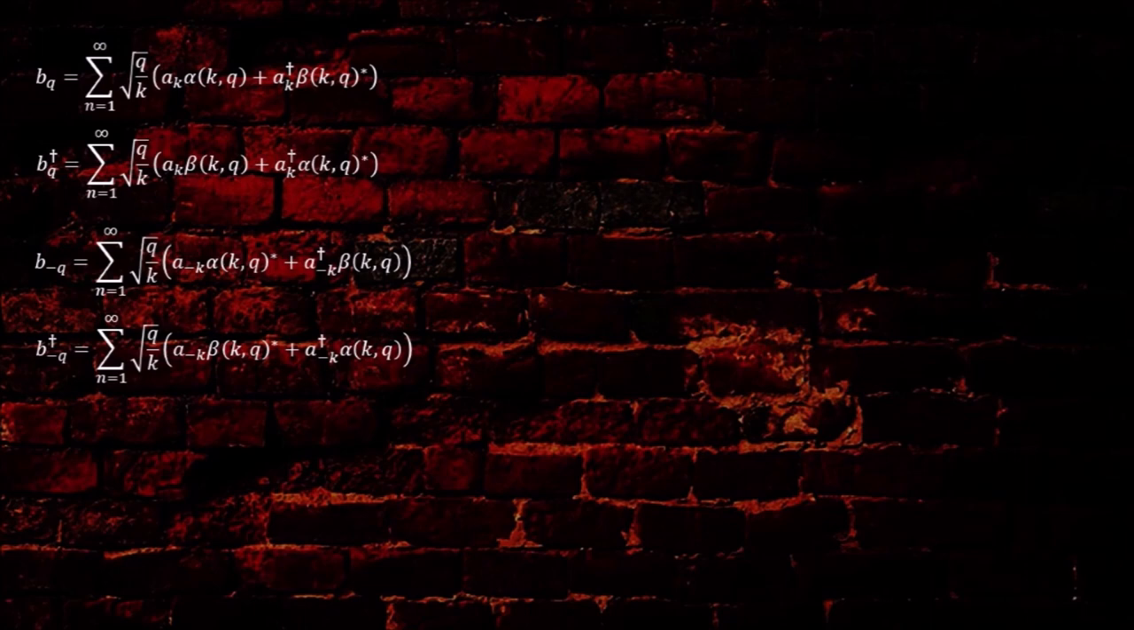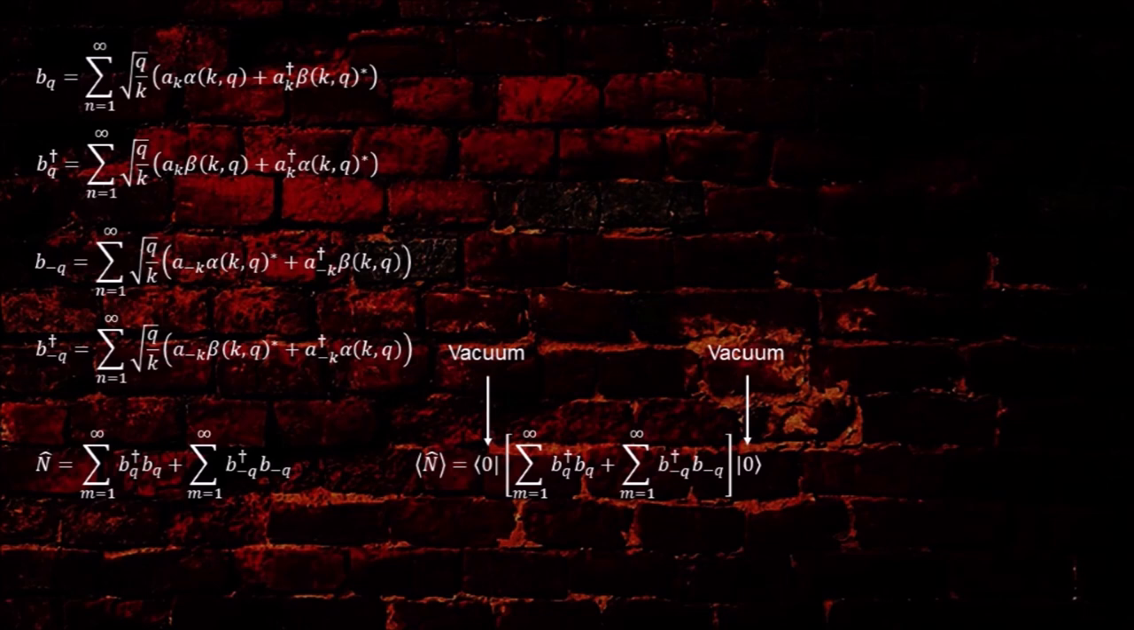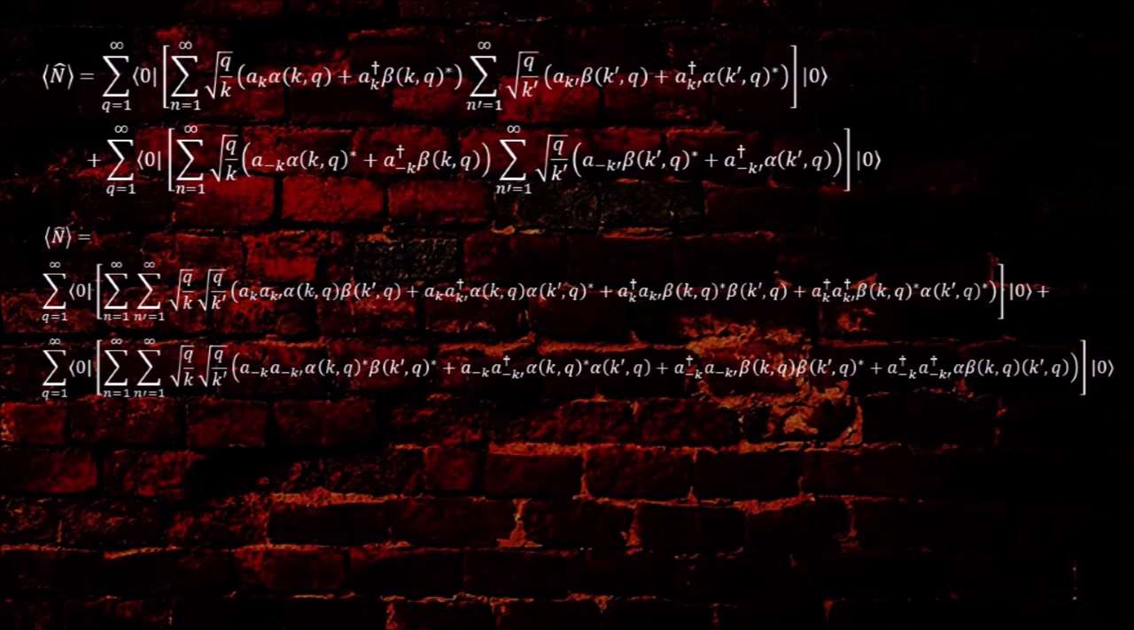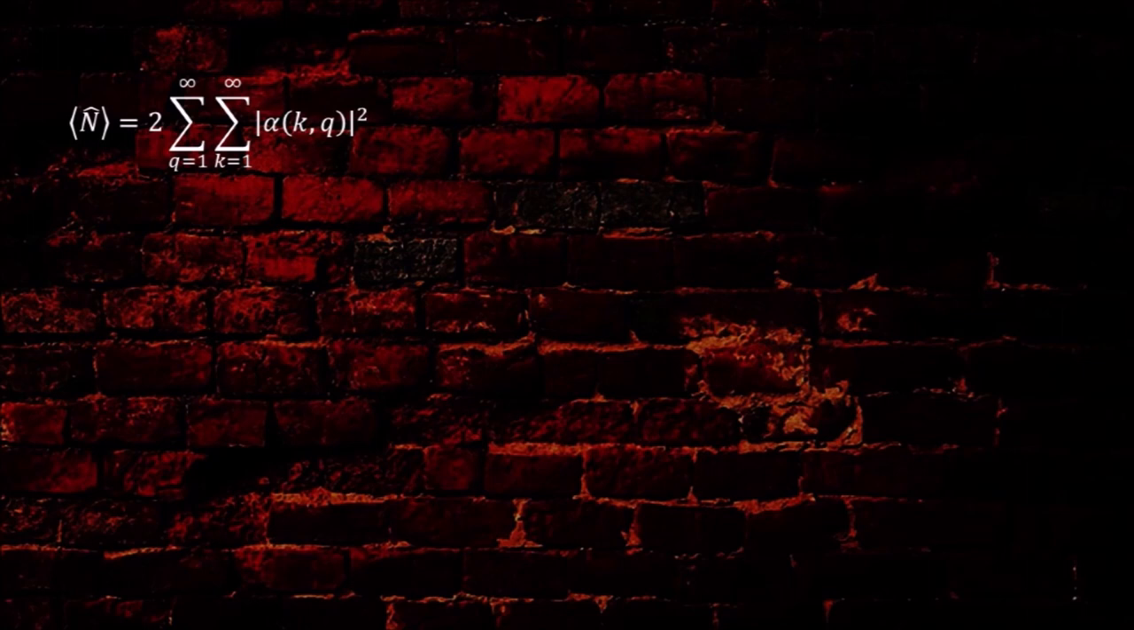To answer this, let us look at the vacuum expectation value of the number operator for the Rindler observers. By vacuum, I mean the lowest eigenstate of the number operator in a stationary frame, or simply, the vacuum observed by a stationary observer. If we insert the right-hand side of these expressions into here, we obtain this long expression. However, note that only these terms survive. All the other terms are zero. So the final result is this. Remarkably, the Rindler observers do not see vacuum.